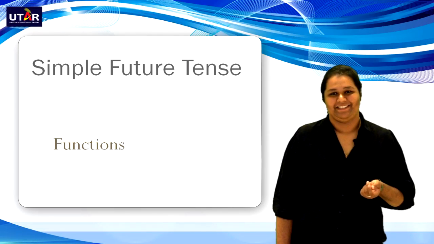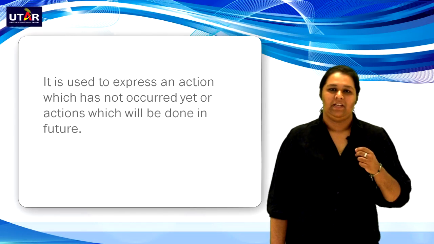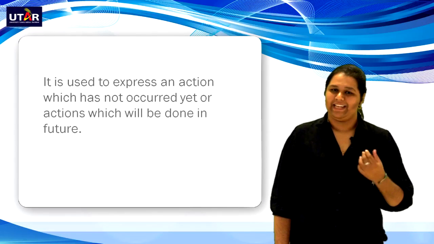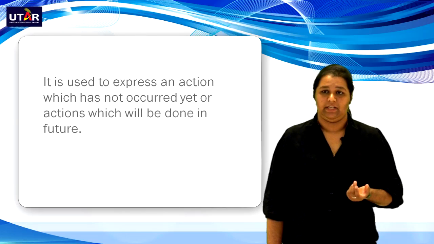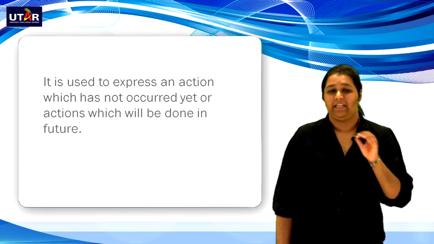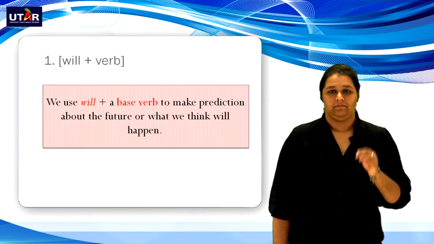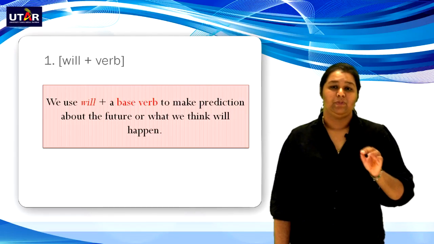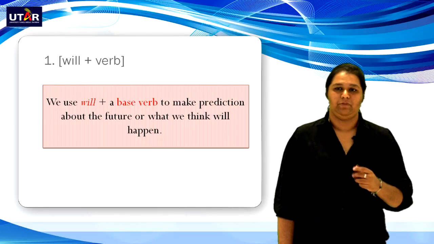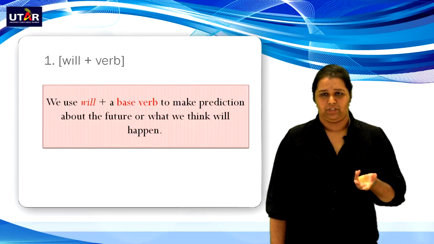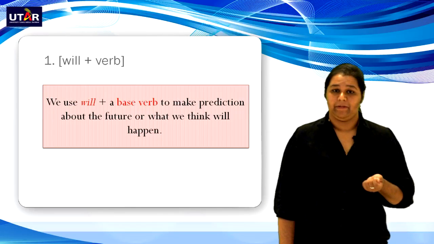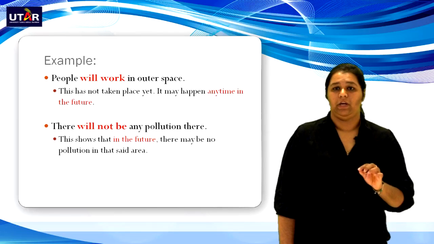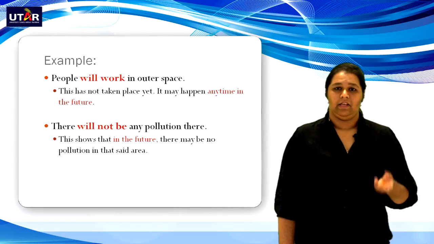Let's look at the functions. Future tense is used to express an action which has not occurred yet, or actions which will be done in the future. Let's look at the first one, the function. We use will plus a base verb to make predictions about the future, or what we think will happen. For example, look at the sentence. People will work in outer space.